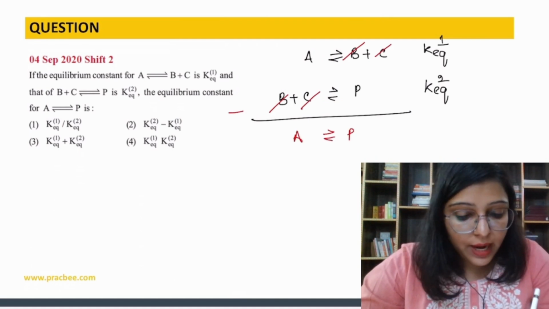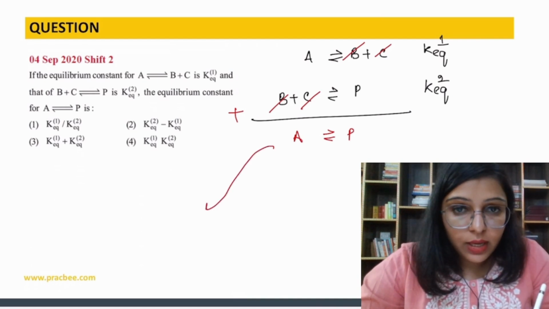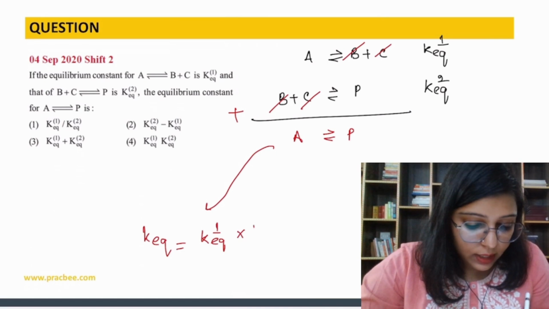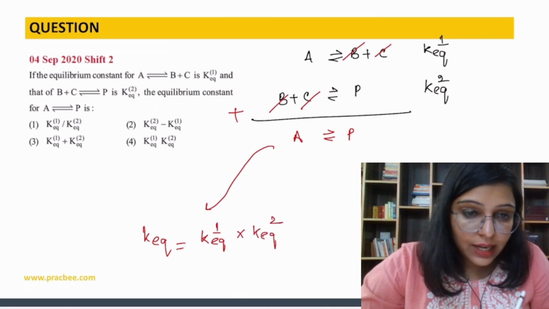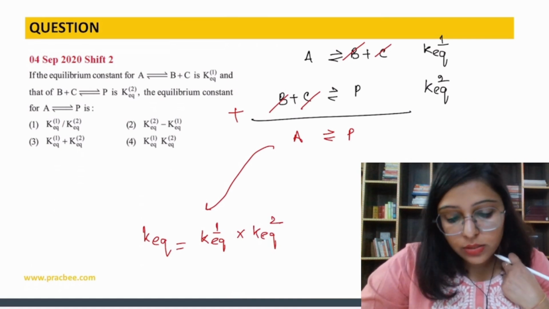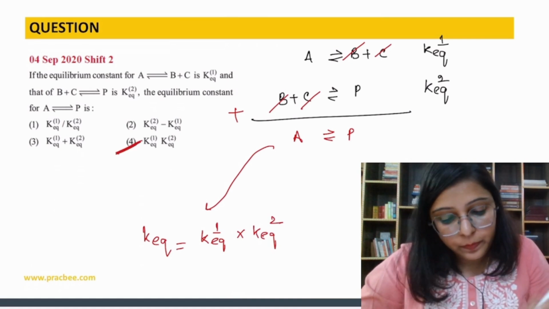It means you have to add these two reactions, na? So K equilibrium for this one is going to be K equilibrium 1 and K equilibrium 2. On addition, you have to multiply the equilibrium constants, right? So the answer is going to be the fourth option. That's it.